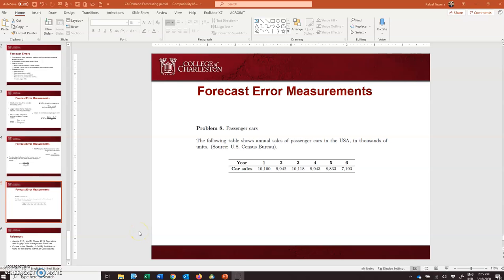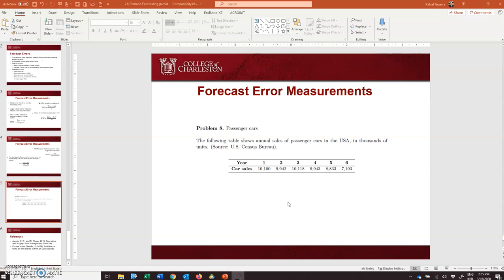Hi, in this video I'm going to keep working on problem 8, but I'm going to answer question B, which is calculate the same forecast for this problem of cars, demands for cars along 6 years, but using a simple exponential smoothing forecast. So it's a different forecasting technique, and I'm going to solve only one of these problems so you can see how it works using a different forecasting technique. And I'm going to find the forecast error measurements in this case, okay?